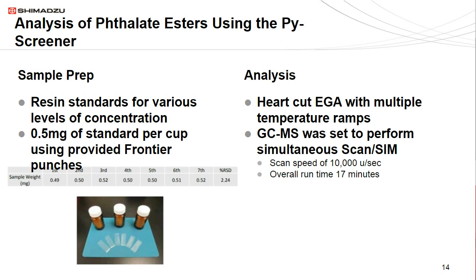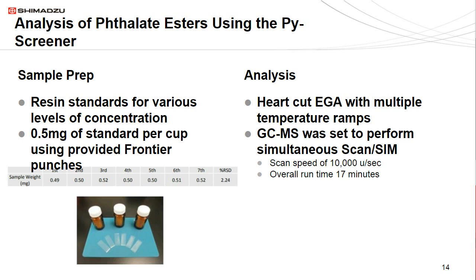Let's talk about the analysis of phthalate esters using PY GCMS. Here we will cover how this PY screener allows for easier sample prep and uniform analysis of phthalate ester samples. The PY screener uses phthalate ester polymer standards for PY GCMS. These polymer standards can be prepared very easily without the use of organic solvent.